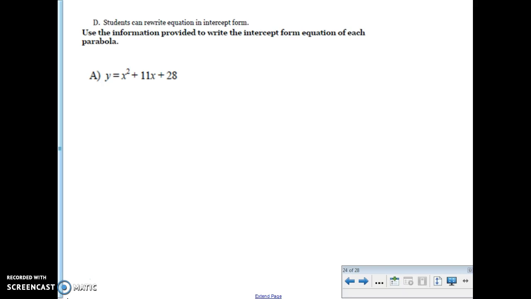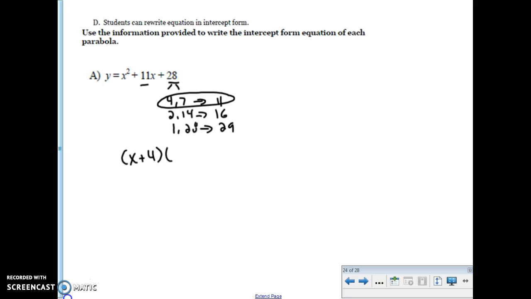So if you guys remember, we're looking at what gets me 28. If I think about that, that's like 4 and 7. What else? 2 and 14. I think that's it. 1 and 28. And I'm looking at these and thinking about, hey, self, what adds up to positive 11? This gets me 11. That gets me 16. This gets me 29. So it looks like I'm working with 4 and 7. So the factored out form would be x plus 4, x plus 7. Y equals x plus 4, x plus 7 would be the factored out form.